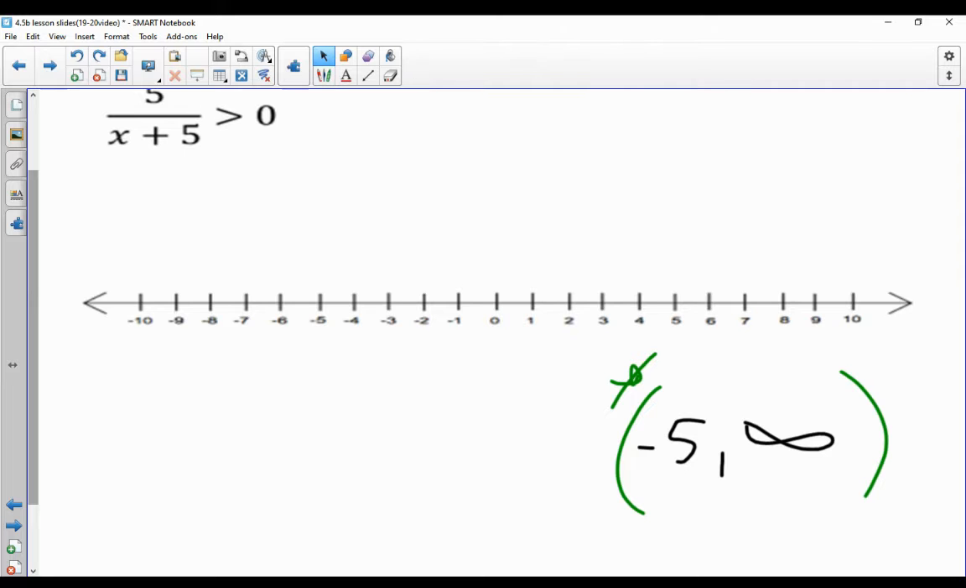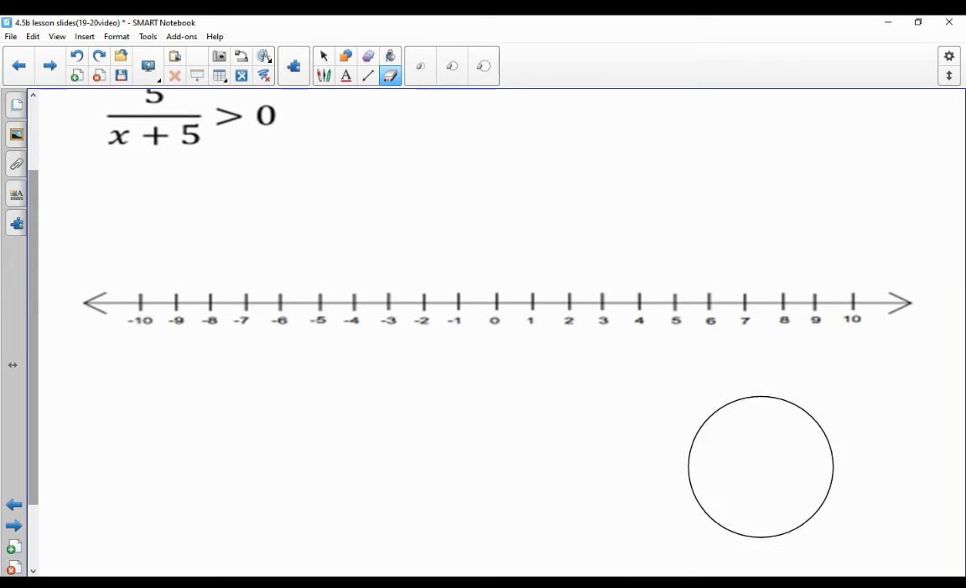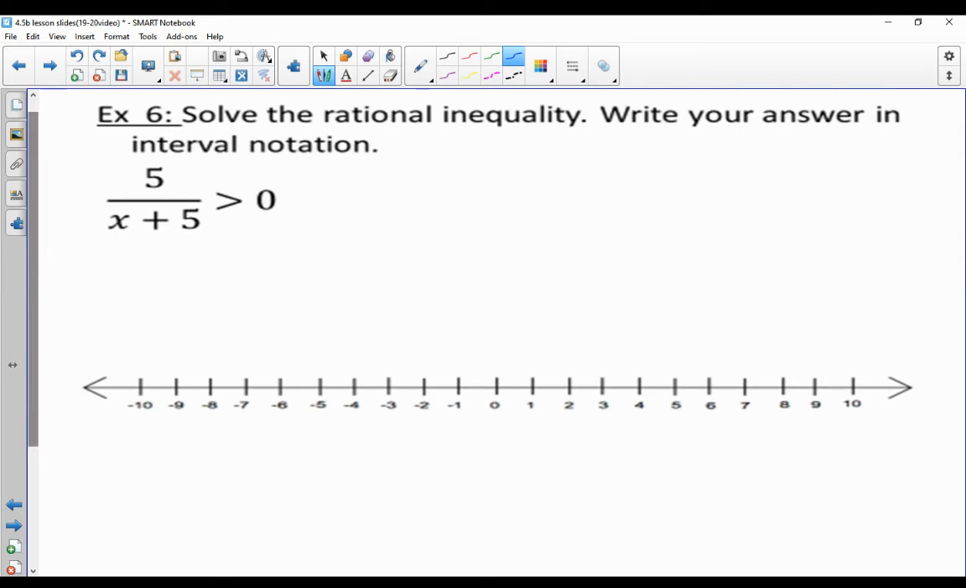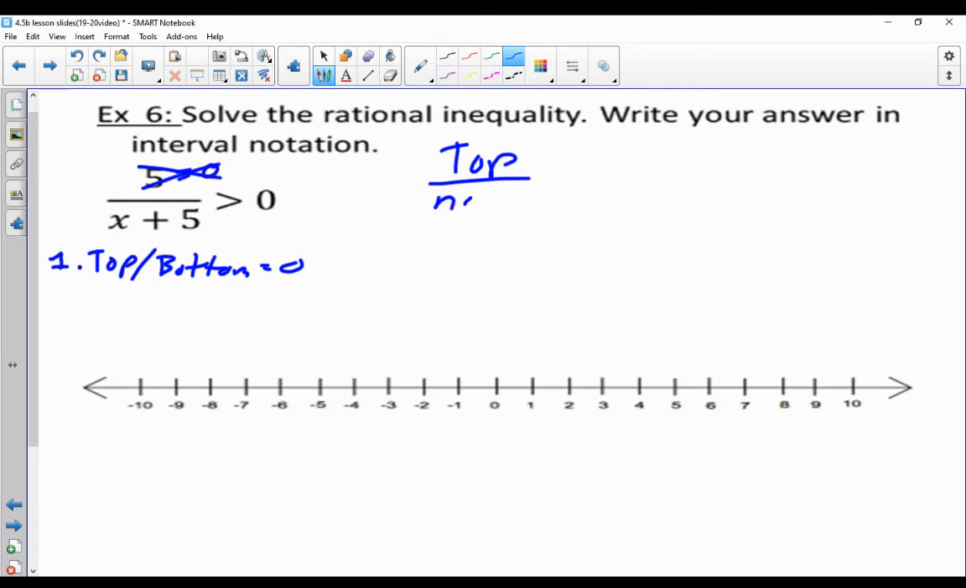If you're not sure how I got this answer, I'm going to go ahead and work through it, so you can pay attention to the last part. So, for here, again, first thing we're going to do, we're going to take the top and the bottom, set it equal to 0. Now for the top we have 5 equals 0. There's no x to solve for, and it doesn't make sense that 5 is equal to 0. That does not make sense. So we're going to put none there.